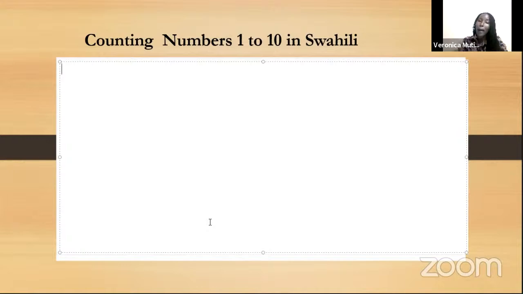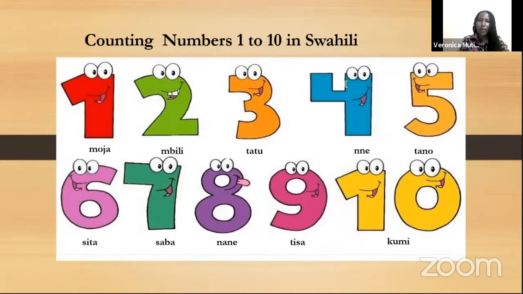So moja mbili tatu. If you go with 3s, it will help you master. Moja, mbili, tatu. Yes. And then nne tano sita. Saba nane tisa, and kumi. Yes, kumi. At least I believe everyone has mastered kumi.